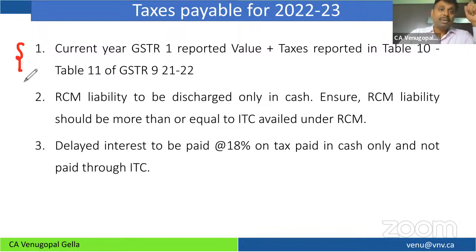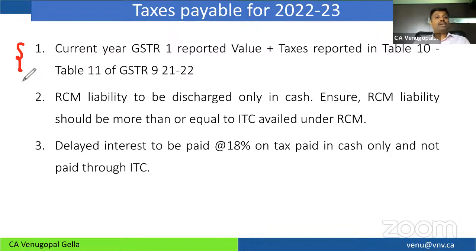Second, there might be a situation where you have made an error. The reverse charge liability in GST 3B is to be reported in 3.1D, but you might have ended up reporting it in 3.1A itself. That's fine, no problem. You can always correct it. Check whether you have taken the ITC or not. You have taken the ITC.